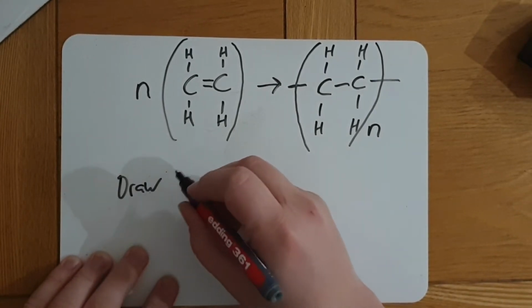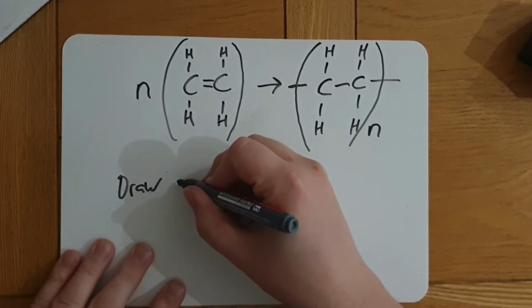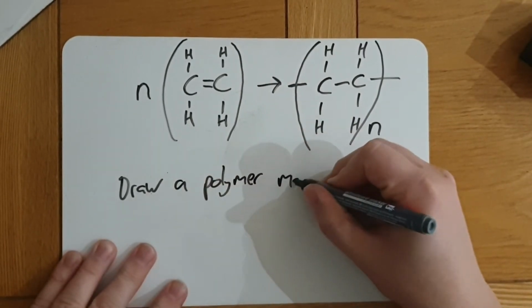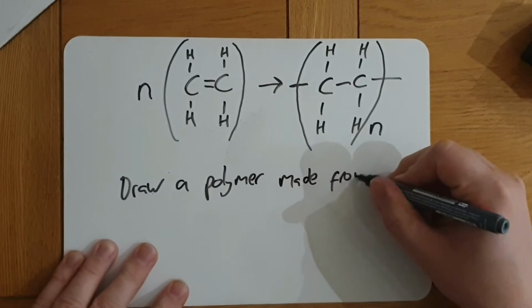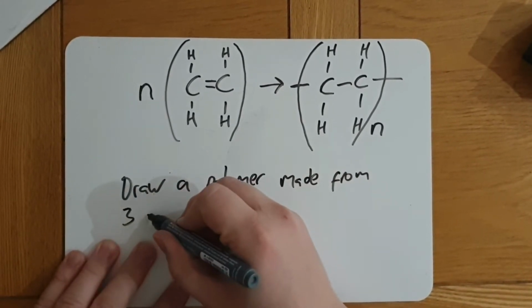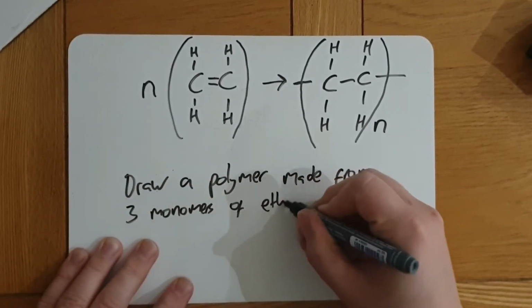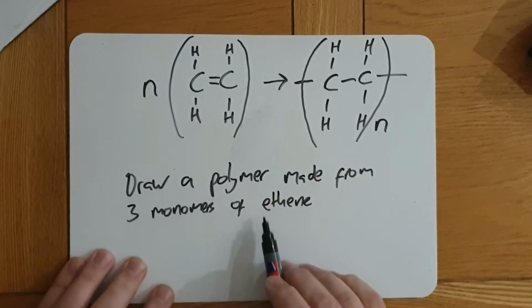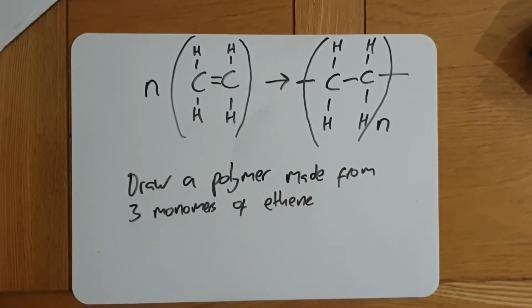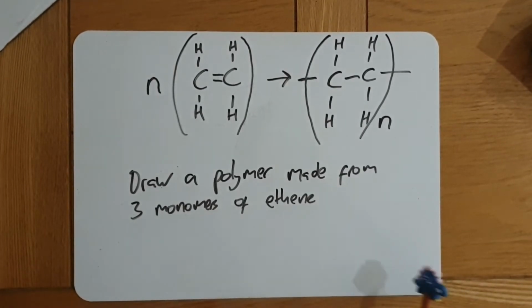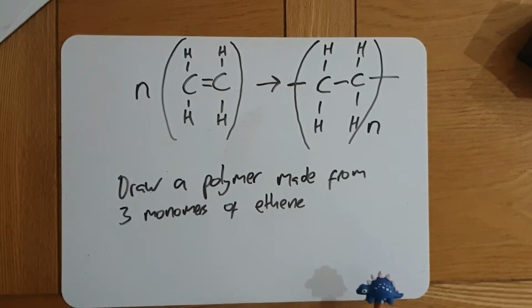Right, special guest appearance. So you might get asked to draw a polymer made from 3 monomers of ethene. So 3 monomers of ethene. Draw that polymer. I want you to pause the video and have a go now. I'm going to start the video again when our Stegosaurus timer has gone past. So make sure you've paused it, because this probably isn't enough time to do it.